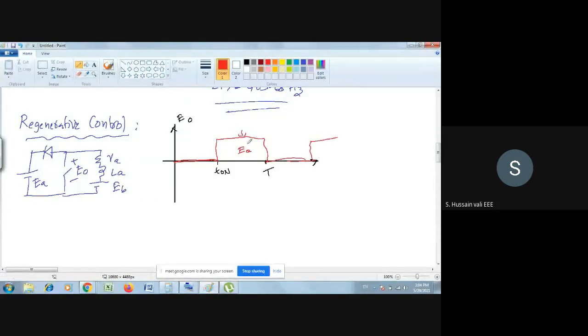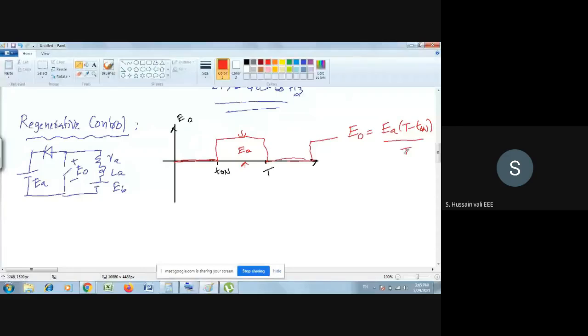Then what is the average value of E naught? That's the question now. How do you find the average value? The area divided by the total time period. So what is the area here? Here EA is the height, and the breadth is T minus T on, the whole divided by the total time period. That is how you find the area, and area divided by the total time period is the average value.